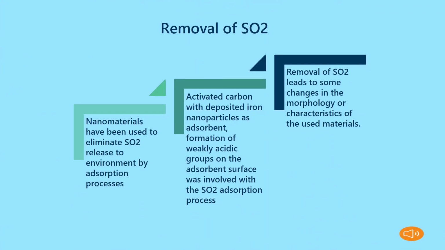Next is the removal of sulfur dioxide. As sulfur dioxide is the major pollutant from industrial effluents, its removal is necessary. For this purpose, activated carbon with deposited iron nanoparticles as adsorbent is used. Nanoparticles are used due to their enhanced adsorption capacity. Sulfur dioxide adsorbs onto the activated carbon surface and results in the formation of sulfuric acid, and this sulfuric acid leads to some changes in the morphology or characteristics of the used material. It makes the used material slightly acidic.